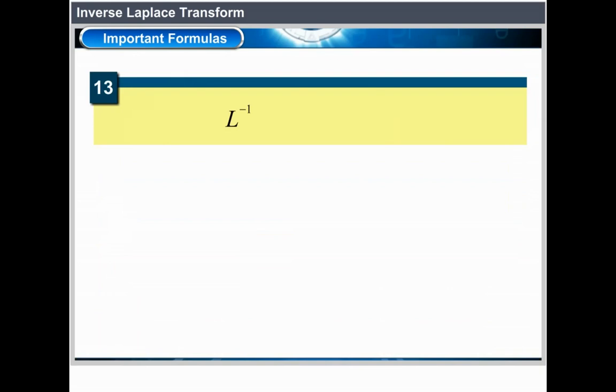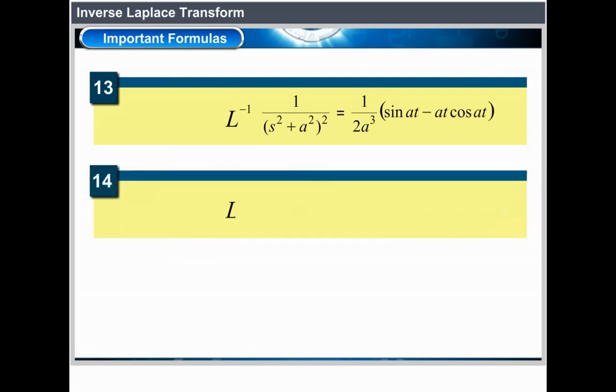Number 13. L inverse of 1 by (s square plus a square) the whole square equals 1 by 2a cube into sin at minus at into cos at. Number 14. L inverse of s divided by (s square plus a square) the whole square equals 1 by 2a t into sin at.